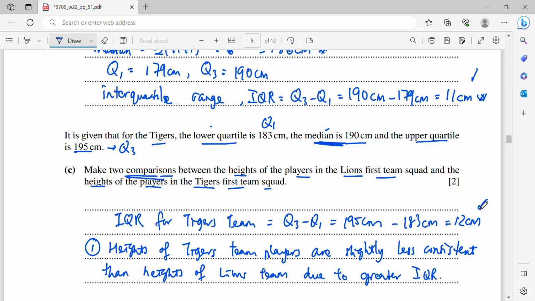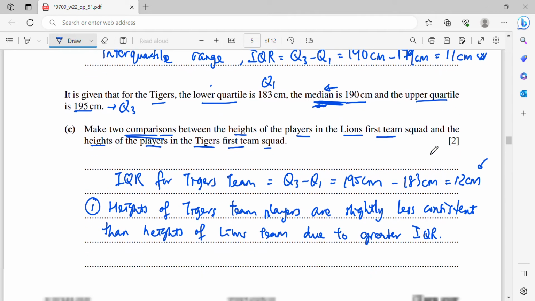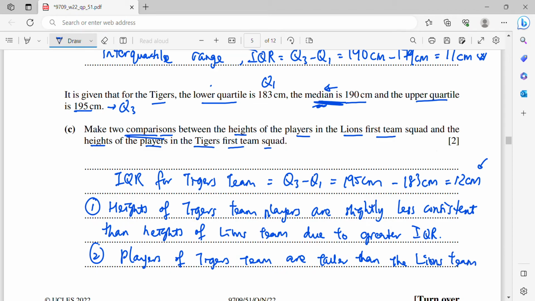Right, so then the second comparison will be based on the median. For the Lions team, the median is 186, but for the Tigers team, the median is 190. That means they will be taller. Alright, so number 2, players of the Tigers team are taller than the Lions team due to greater median. Okay, so these are the two comparisons.